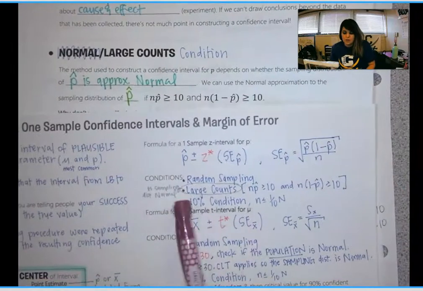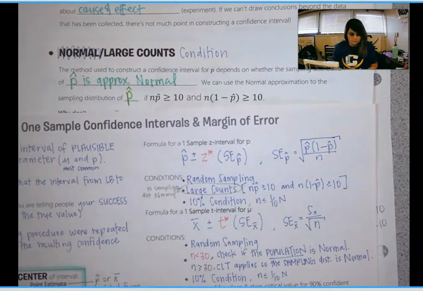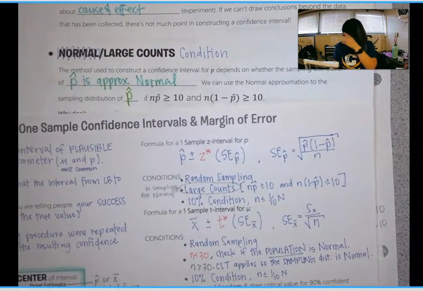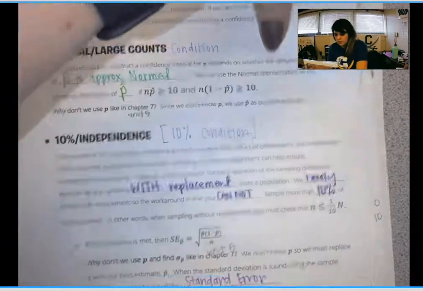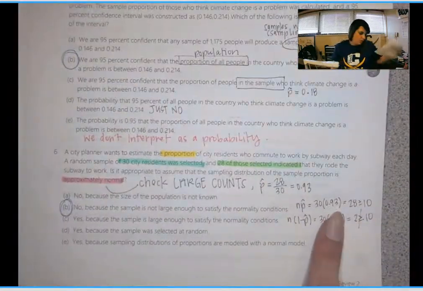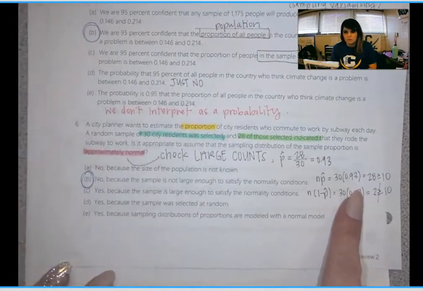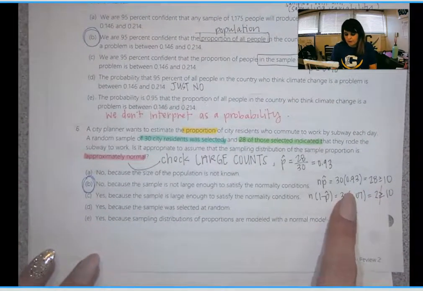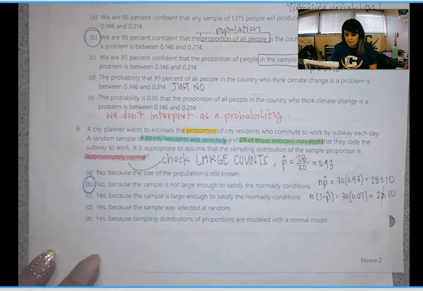So I just smashed it in right next to the condition. So right here I check my large counts, and large counts is not met, so the answer has to be B.